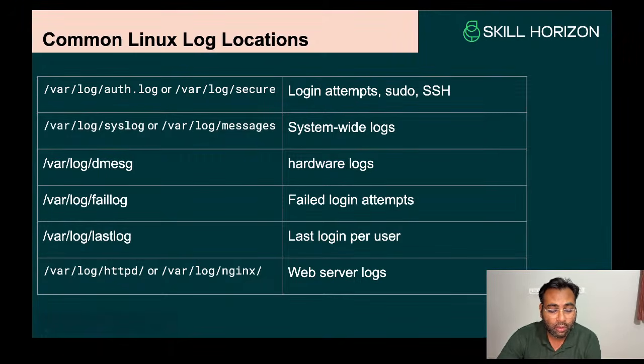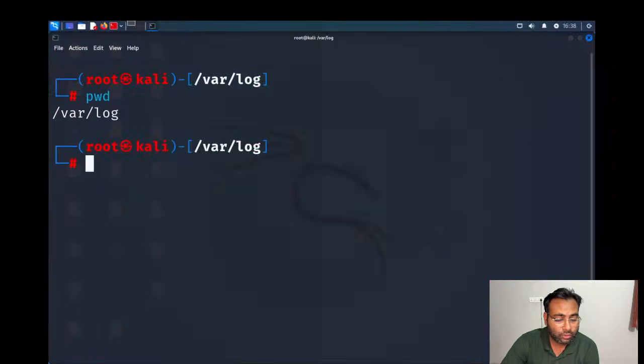If you want to see failed login attempts, this should be logged in the file /var/log/faillog, as I showed you earlier. If you want to see the last login activity per user, you have to see the lastlog file. If you want to see the web server logs, then /var/log/httpd or nginx, right? So I'm going to show you some logs here.